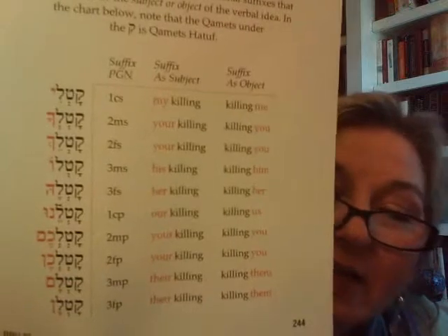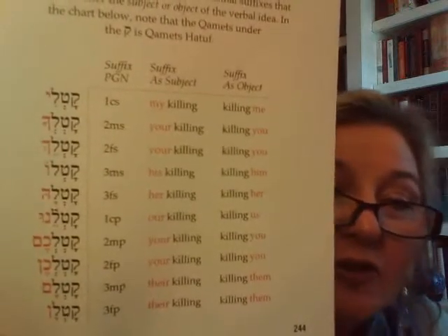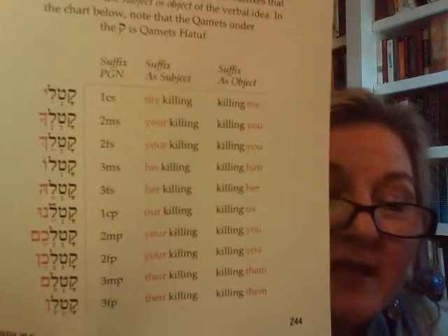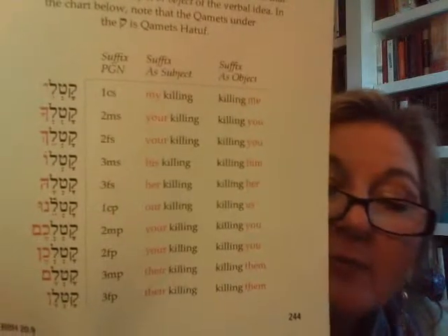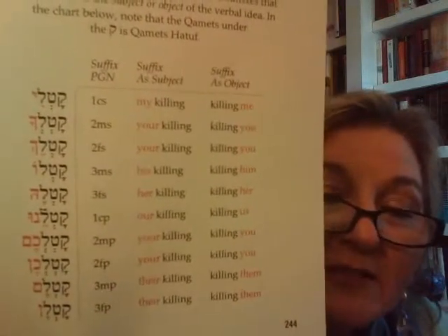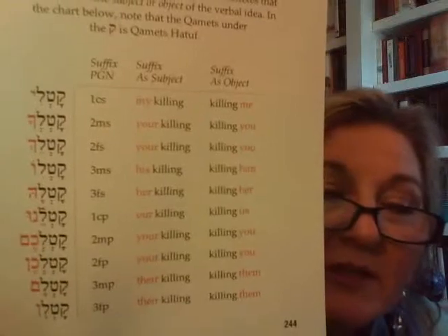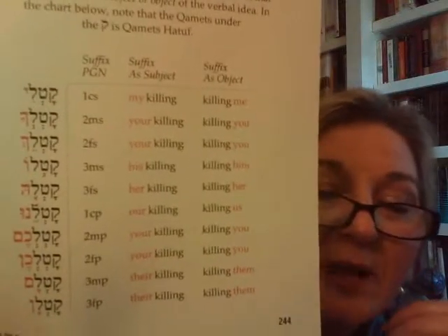Again, don't spend a lot of time memorizing this. You should already know your pronominal suffixes and you should already know your vocabulary. But just know that you'll be able to take your parsing charts in with you, and that does include your pronominal suffix endings. So you'll be able to find those pretty easily.